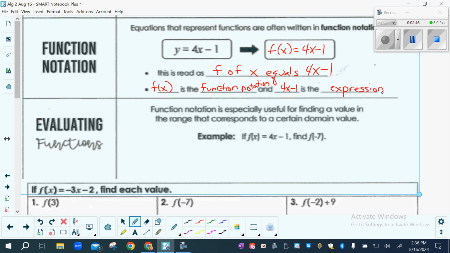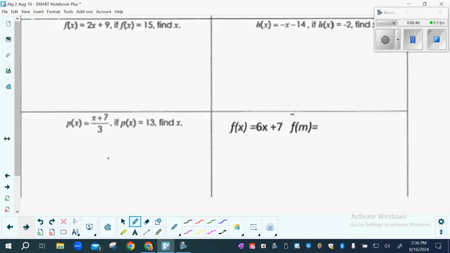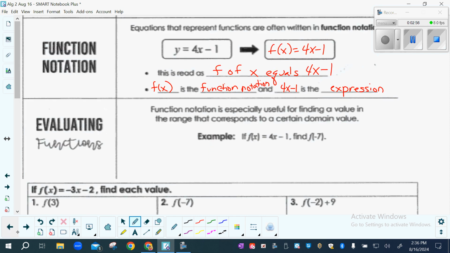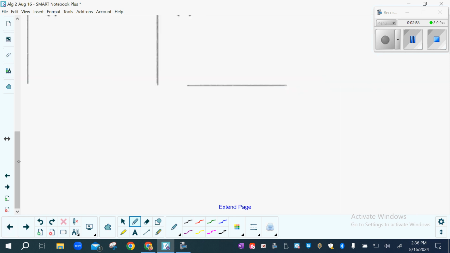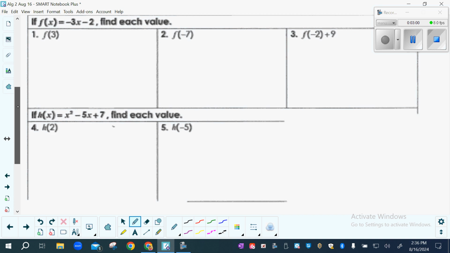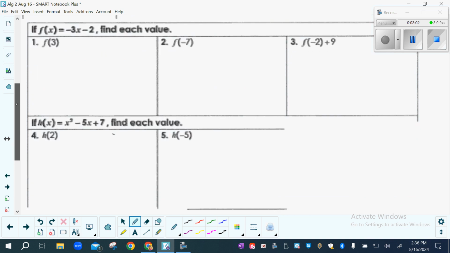Yeah. Okay, so we have f of x is 2x plus 9. Did I skip one accidentally? Sorry. Let me go back to the first one. Here's number 1. F of x is negative 3x minus 2, and we want to find f of 3.